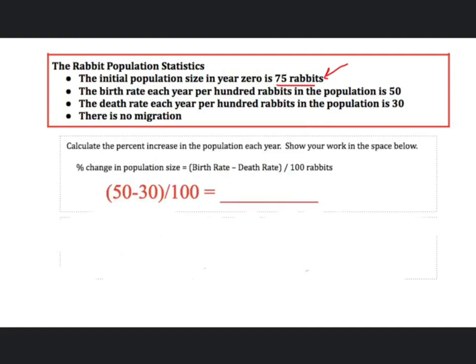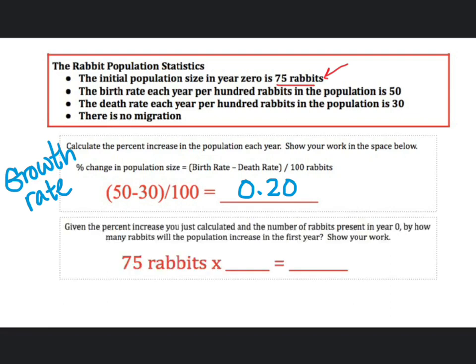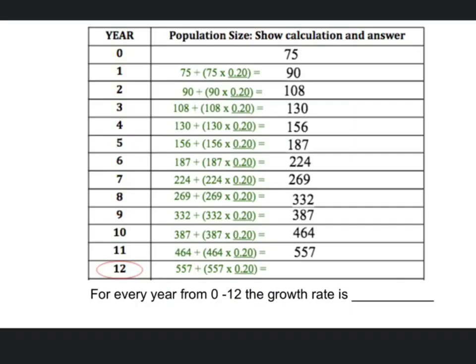So for starters, we want to calculate the growth rate. So remember that to get the growth rate, we're going to take the birth rate minus the death rate and divide by 100. So we have 50 minus 30 gives us 20, divided by 100 gives us a growth rate of 0.20. Well, knowing that we have 75 rabbits in the population to start, how many rabbits are we going to add to the population in that first year? Well, 75 rabbits times 0.20 gives us 15 new rabbits in the population. Okay, so after the first year, what will our population be? Well, we've got this handy little chart, and we show that after the first year, we have 90 rabbits.